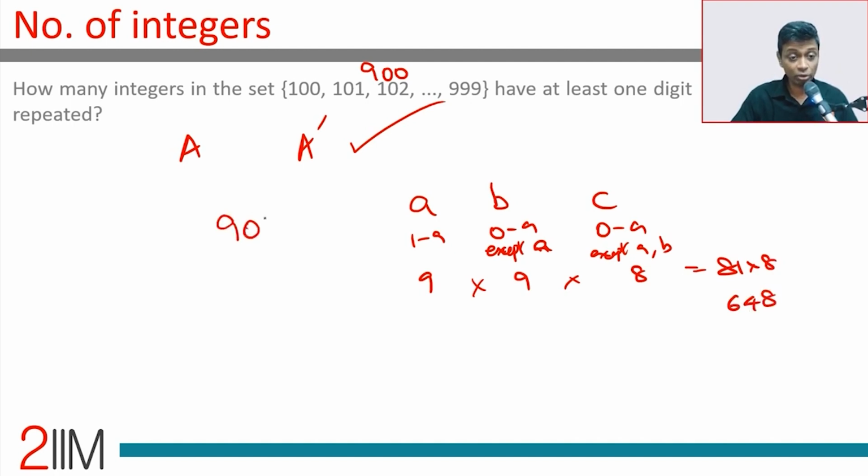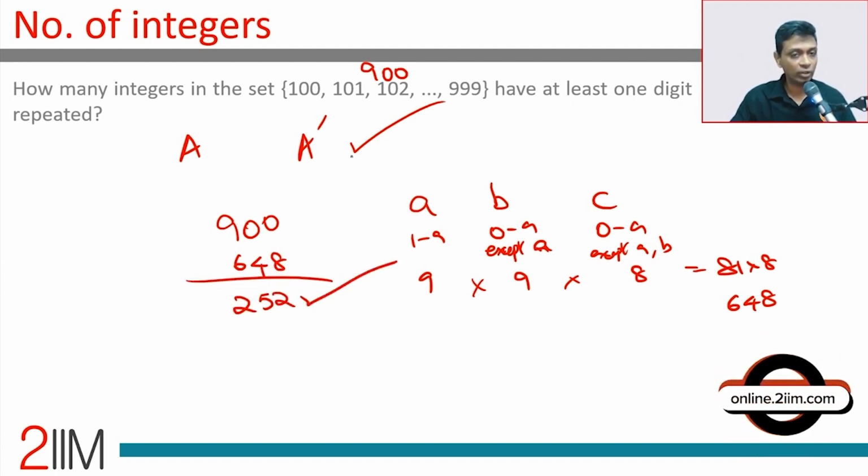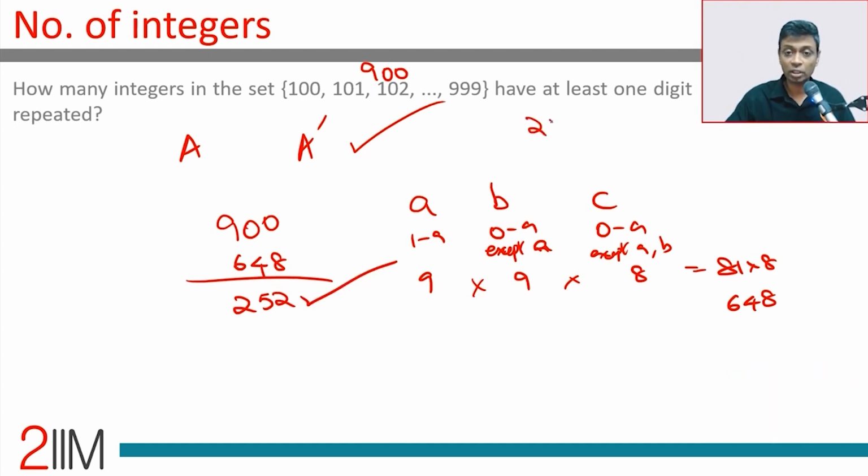There are 900 numbers totally, of which 648 have no two digits the same. They have distinct digits. The remaining 252 is the answer we are looking for, those that have at least one digit repeated. So we're counting numbers like 252, 116, 444. All of them.